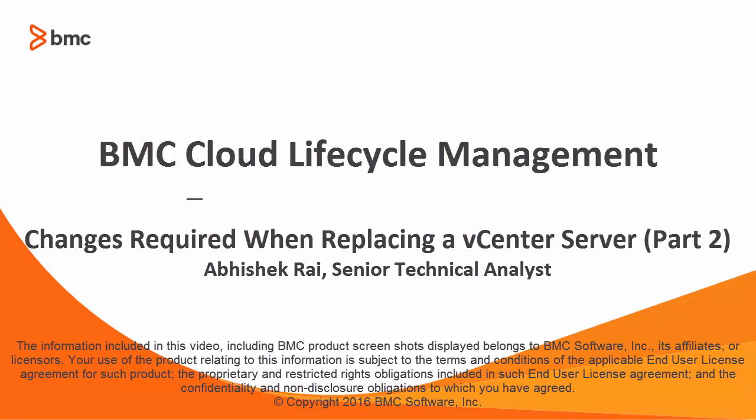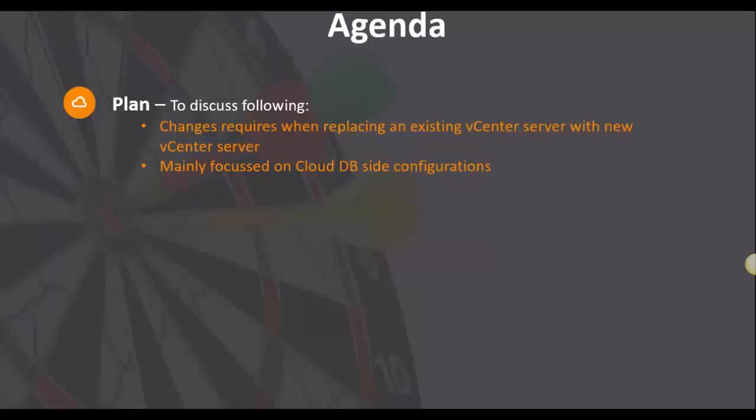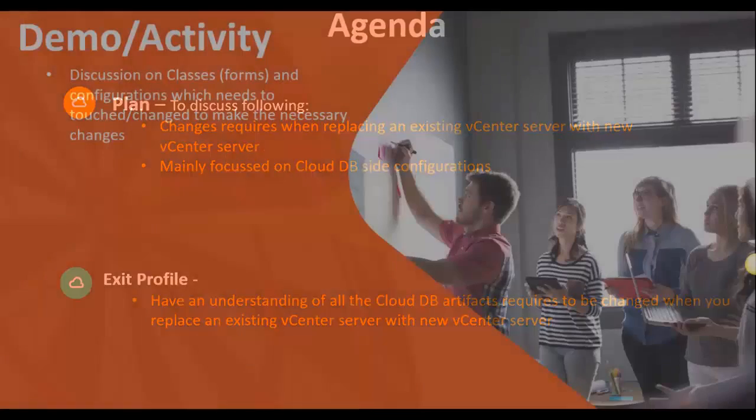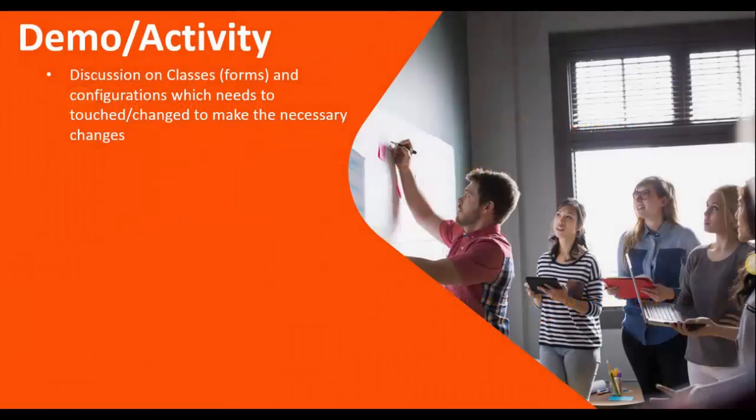Today I'm going to talk about changes required when replacing an existing vCenter server with new vCenter server, part 2. The plan is to discuss changes required when replacing an existing vCenter server with new vCenter server, and this part will mainly focus on CloudDB side configurations. Once you're done with the configuration, you will have an understanding of all the CloudDB artifacts required to be changed when you replace an existing vCenter server with new vCenter server. During the demo, we will discuss classes and configuration which need to be changed to make the necessary changes.